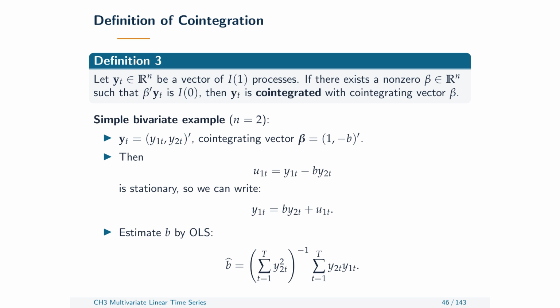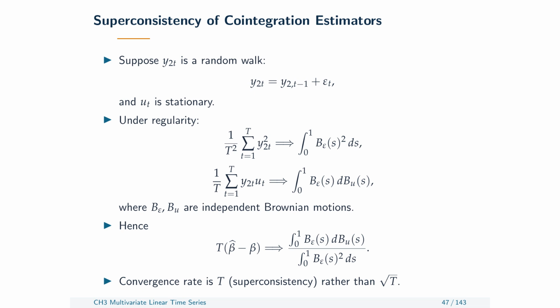Co-integrating regression can estimate a long-run coefficient unusually quickly. If one integrated variable is regressed on another and their error is stationary, the slope estimator can converge at the sample size rate rather than the usual square root rate. This property is called superconsistency.